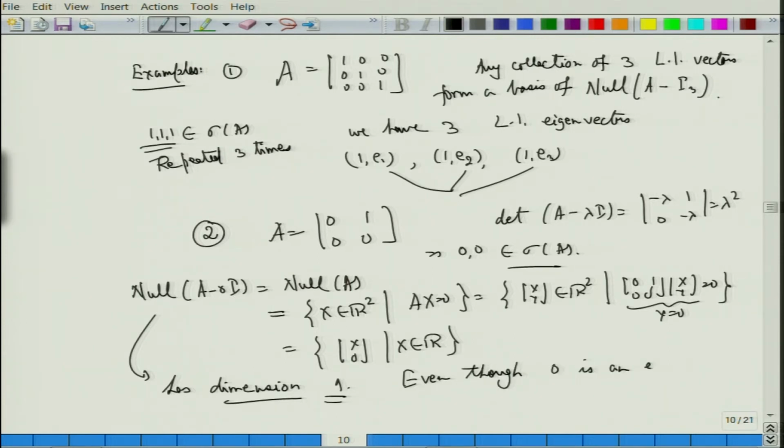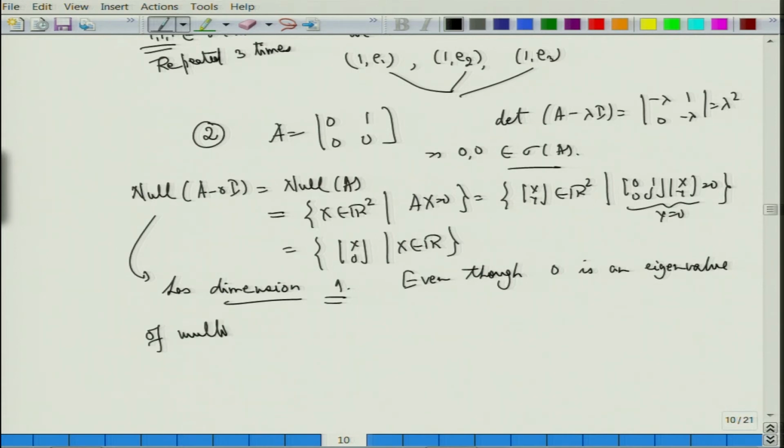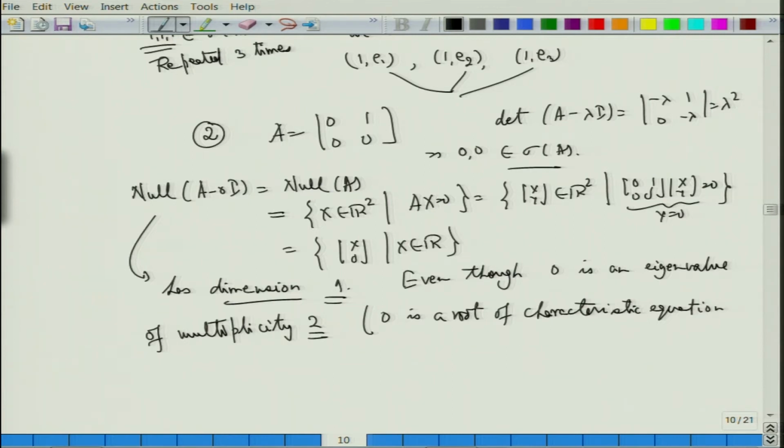Even though 0 is an eigenvalue of multiplicity 2. Multiplicity 2 means 0 is a root of the characteristic equation, a characteristic root, with multiplicity 2. Multiplicity 2 means 0 is a root twice. So basically 0 is a root twice, alright. This is what I am saying.